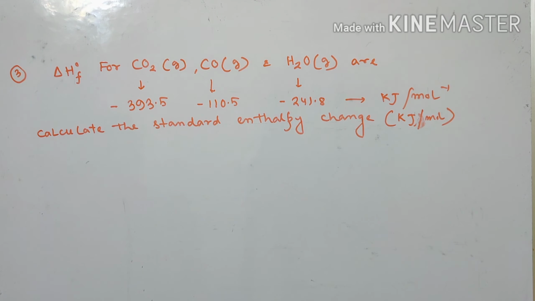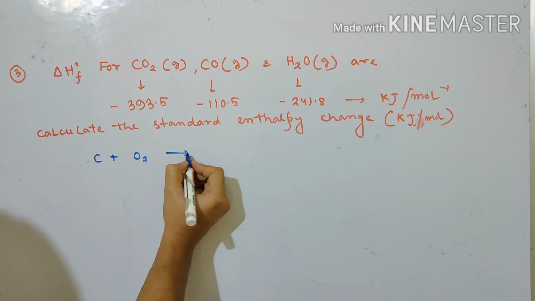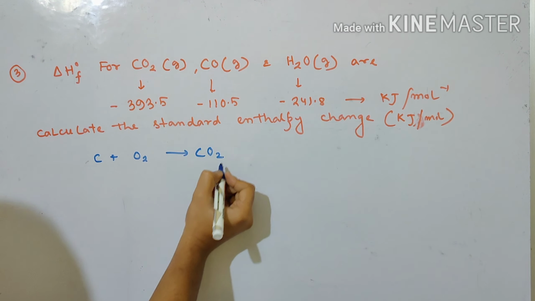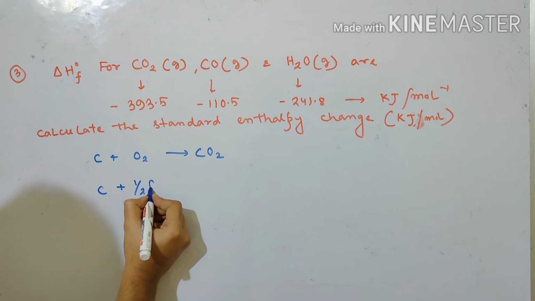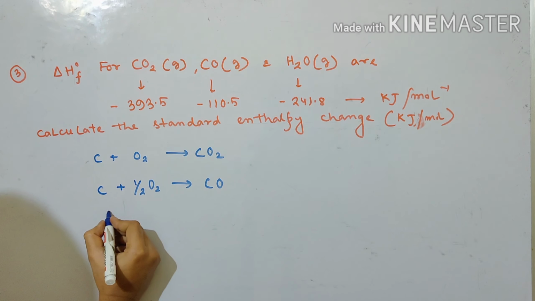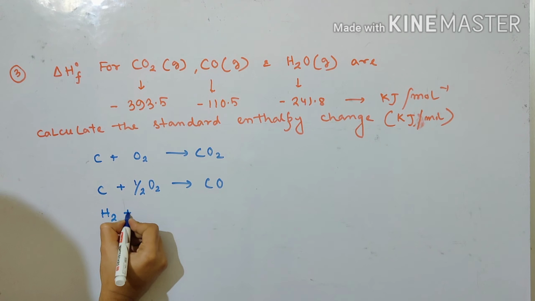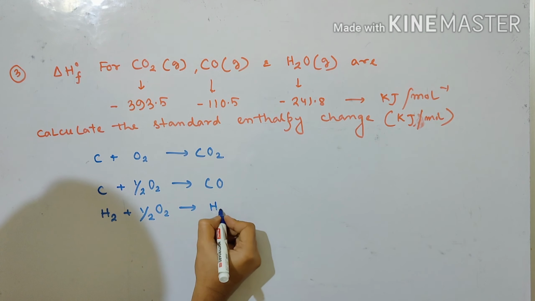In order to solve, we can see the values are already given. So first of all, let us write down the formation of these three. How can we write down? Carbon plus oxygen gives rise to carbon dioxide. Now for carbon monoxide, it should be half oxygen, I think. It should give rise to carbon monoxide. And for water, what should be the case? H2 plus half O2 should be H2O.